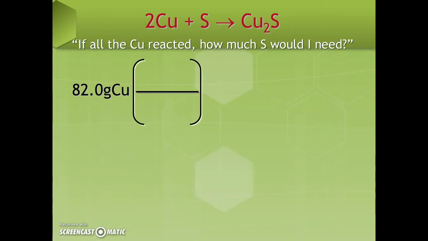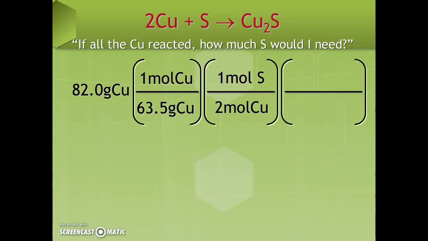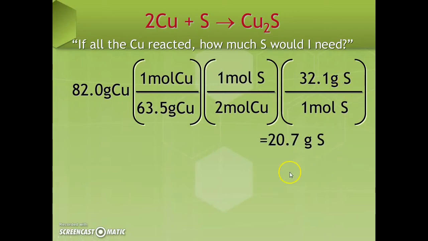And then, as we learned yesterday, we apply first our definitions of molar mass, then a stoichiometry term, 2 moles of copper, 1 mole of sulfur, and then finally we move ourselves back into the mass domain by multiplying by the molar mass of sulfur. And when we're finished crunching this through the calculator, we find out that in order to react all 82 grams of copper, we would need 20.7 grams of sulfur.